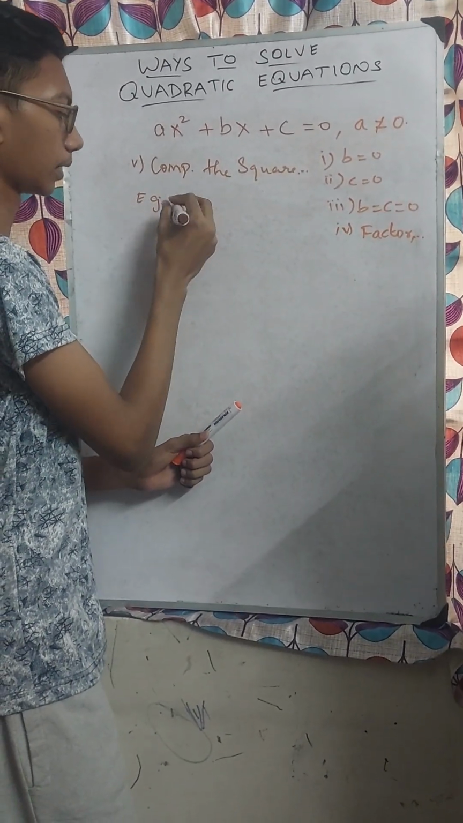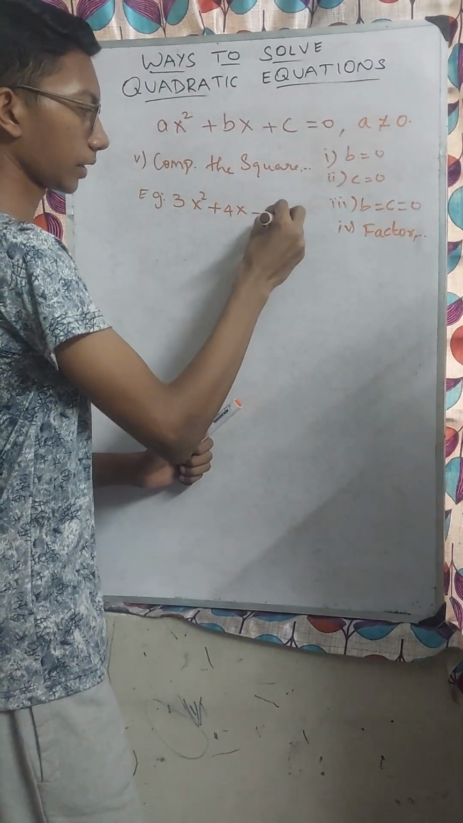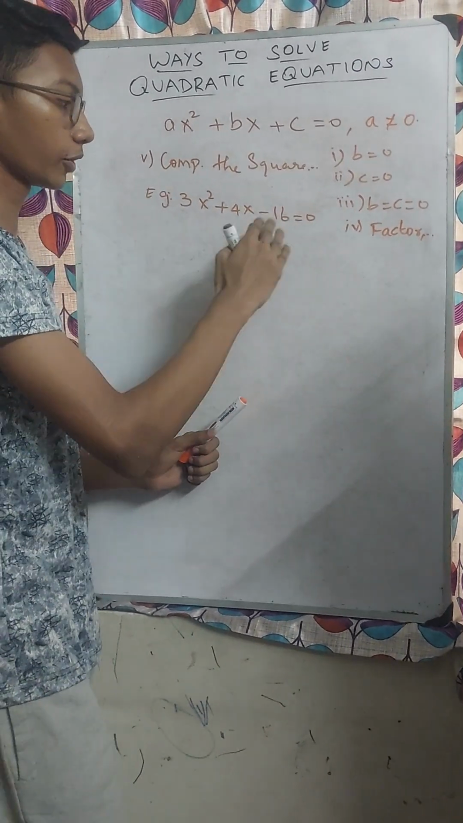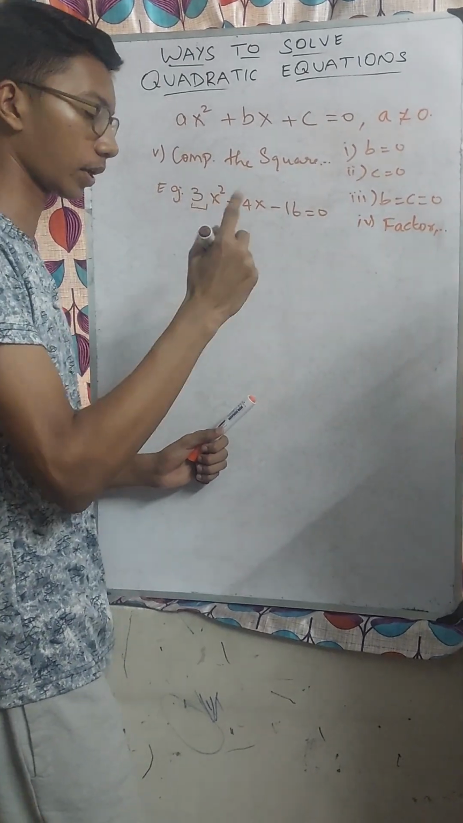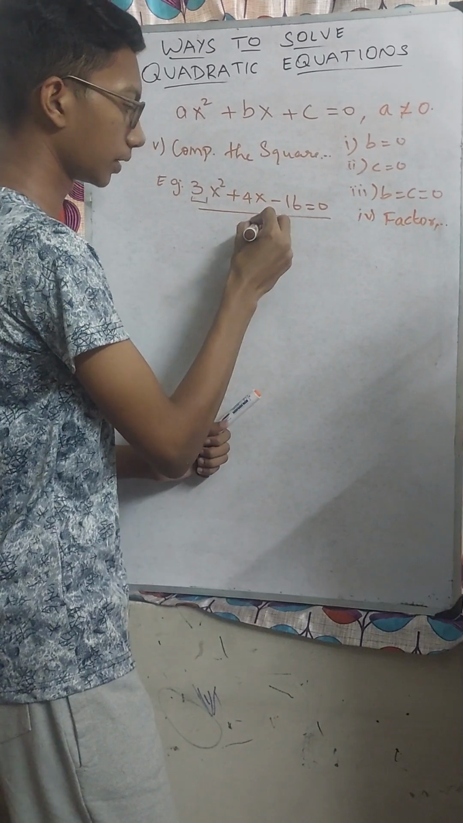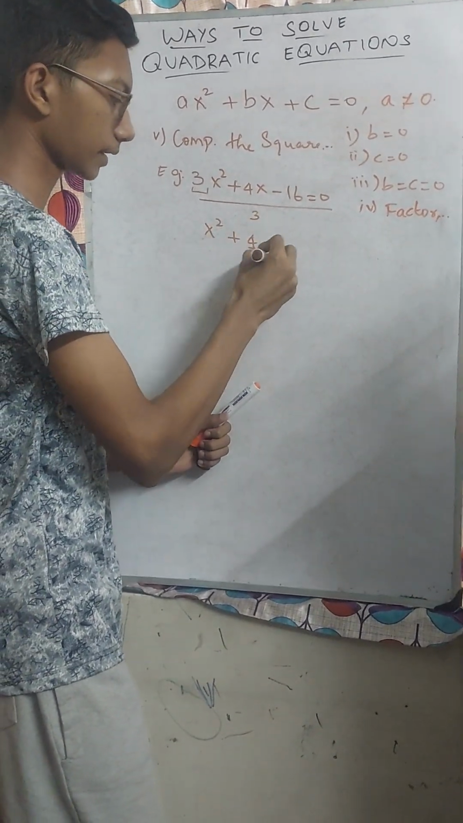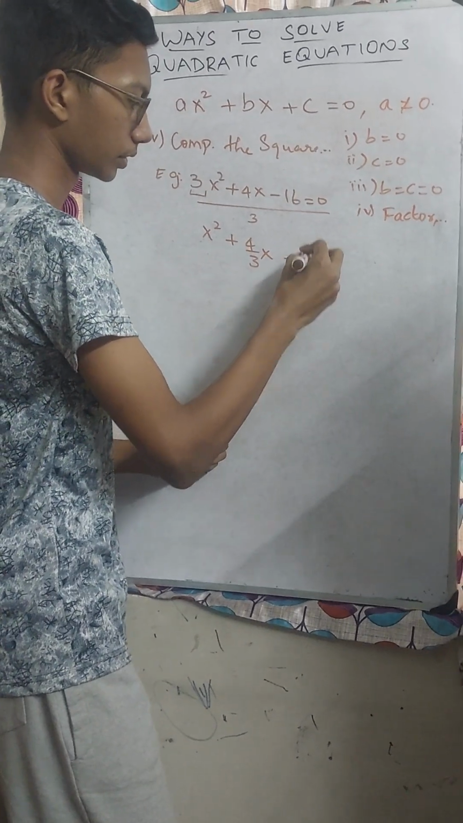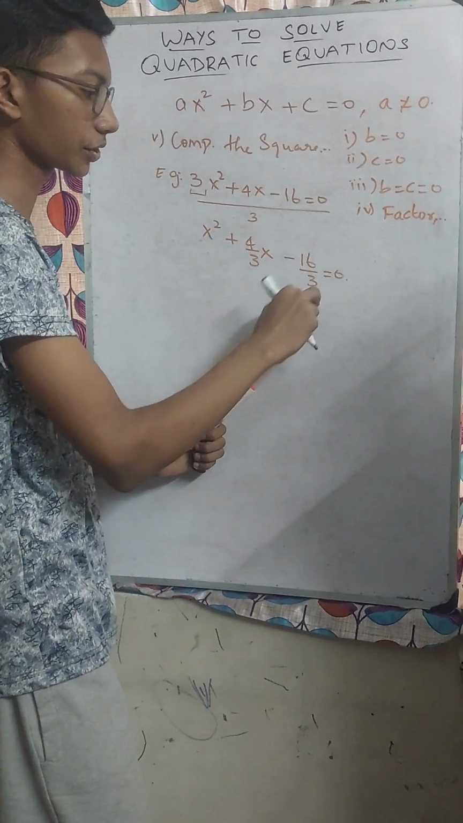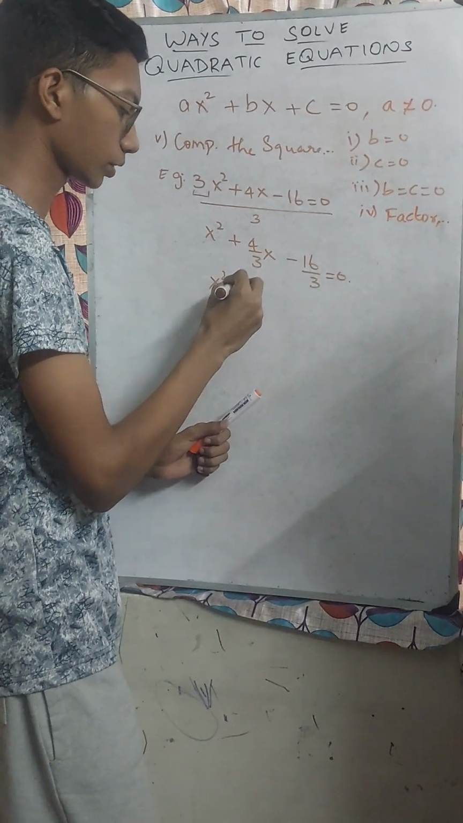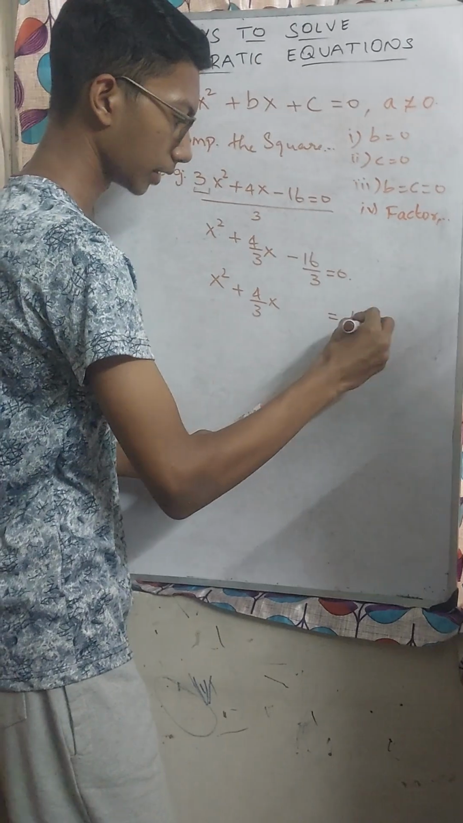Let's say we have 3x² + 4x - 16 = 0. The first step in completing the square method is to get the coefficient of x² as 1. So divide all of this by 3. So we get x² + (4/3)x - 16/3 = 0. The next step is to get the constant term to the other side. So x² + (4/3)x = 16/3.